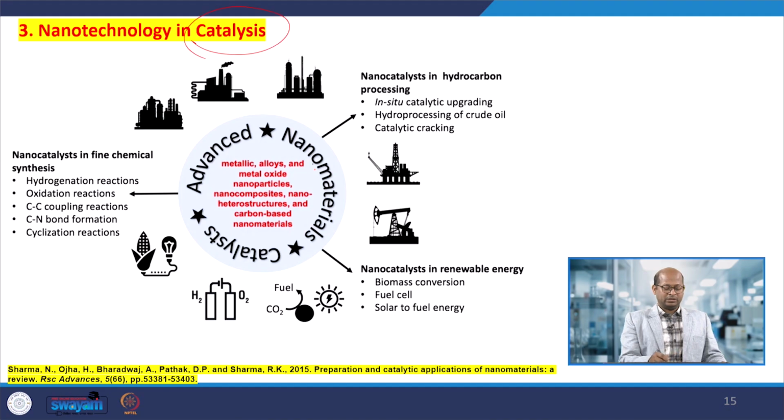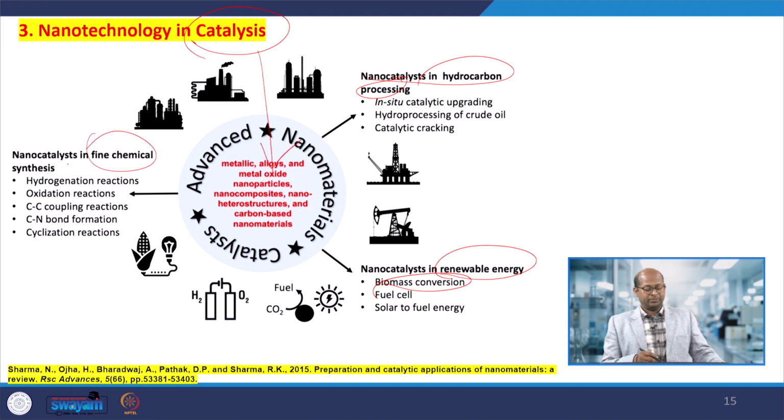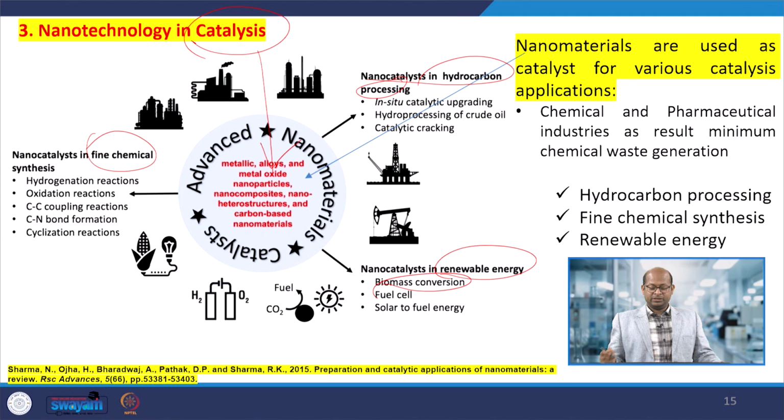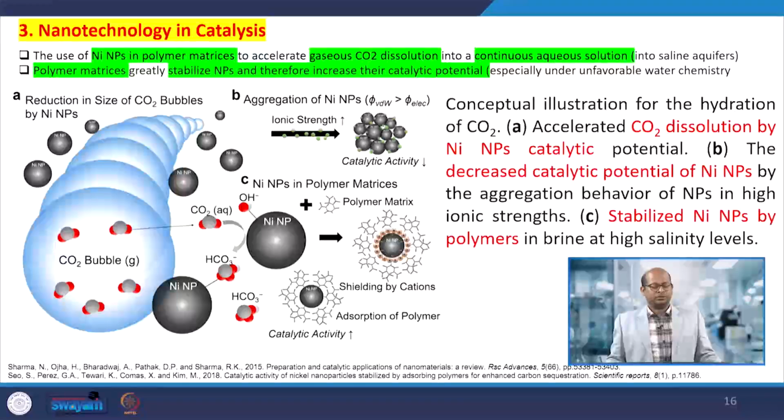So next, catalysis. I said different types of catalyst we can prepare, that is metal oxide materials, nanocomposites, and we can use them in hydrocarbon processing, renewable energy biomass conversions, fuel cells and fine chemicals synthesis. Many places we can use these nanomaterials. So catalytic activity will improve, as a result we can get more conversions, more product.